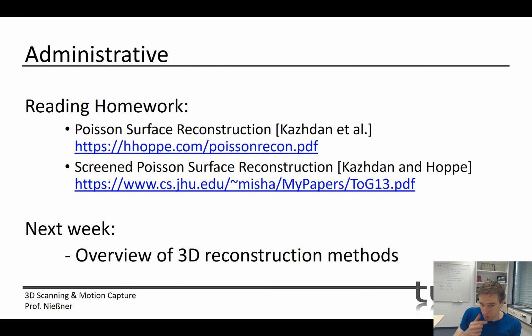I wanted to announce a few administrative things. One thing I already mentioned during the lecture: I would like you to have a look at the Poisson surface reconstruction paper by Misha Kazhdan. Here's the link. You can also Google it, you'll find it, I'm sure. There's a follow-up paper, Screened Poisson surface reconstruction, that does a little bit more. So I want you to have a look at these 2 papers and try to understand them with the knowledge you've gained today from the lecture. And I hope this should be doable at this point.